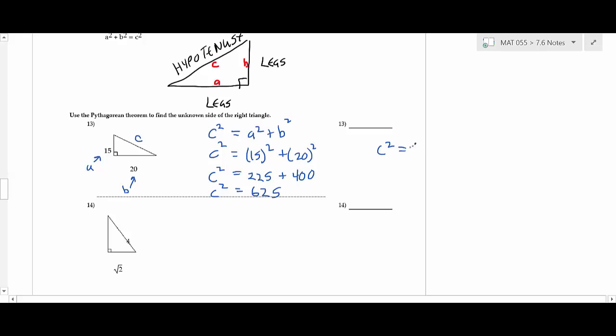Okay? But when we get to this point in the problem, and I see students do this all the time, a lot of times they're not paying attention or they're not thinking. They'll just say 625 is the answer.